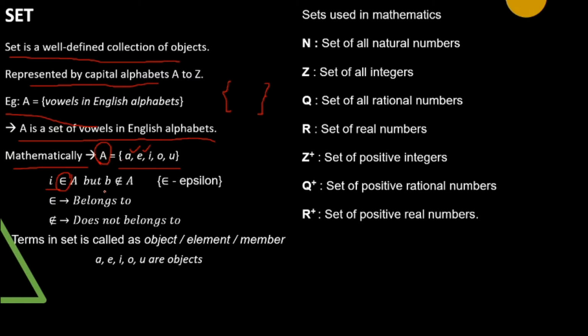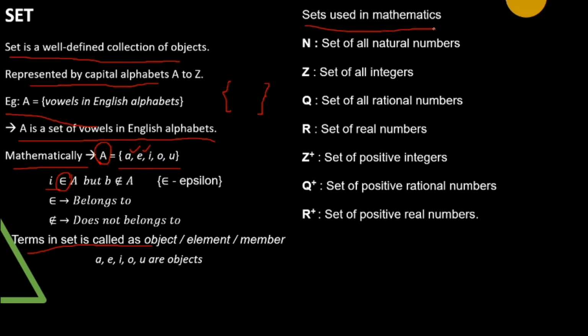See, sets are the base of most of your chapters. When you learn this set concept, the other chapters will also be easy. Even for trigonometry you need some base of sets. Okay, let us move on. The terms in a set are called objects, elements, or members. As I have told you, a, e, i, o, u are objects, or you can call them elements or members of the set.